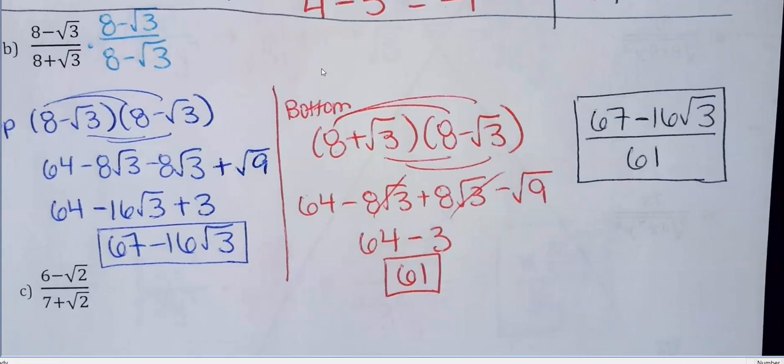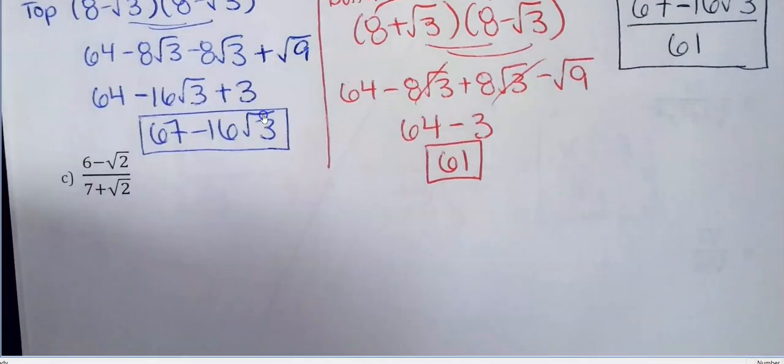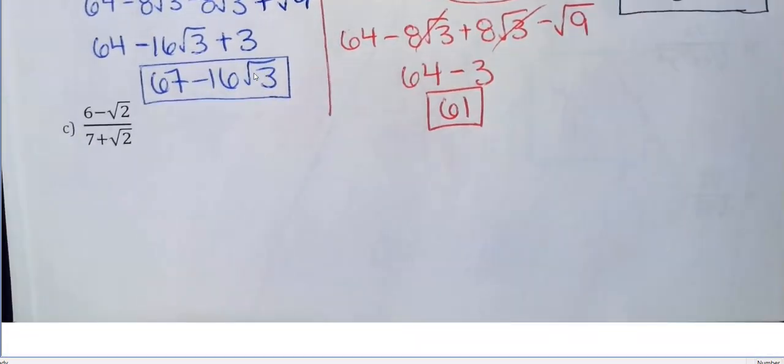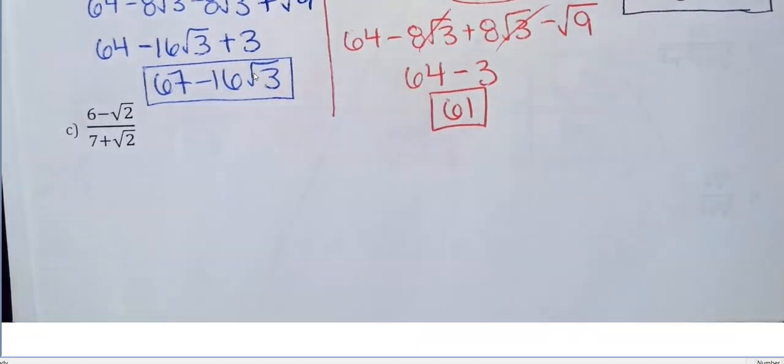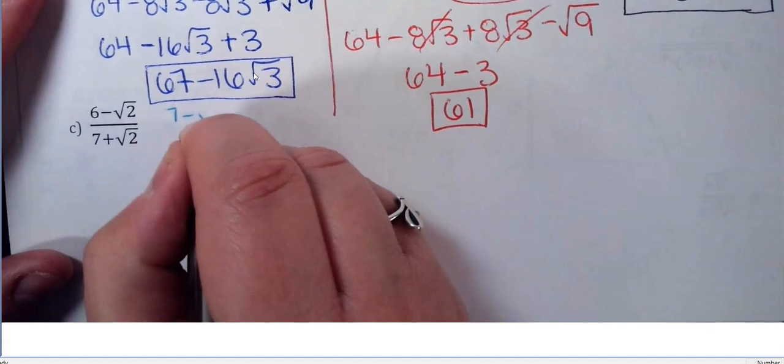Okay, I'm just going to try one more with you. So I've got 6 minus the square root of 2 over 7 plus the square root of 2. You cannot cross those square roots of 2 out because of the adding and subtracting there. We have to rationalize by multiplying by the conjugate. What would you multiply this last problem by to get rid of the radical on the bottom? Yeah, 7 minus radical 2. All right, so top and bottom, I'm doing 7 minus radical 2.